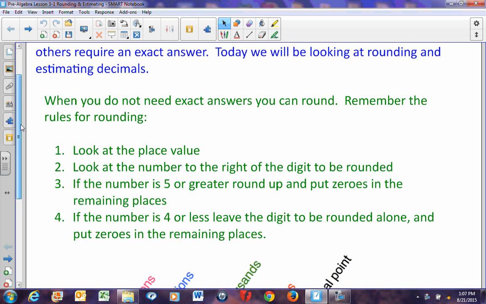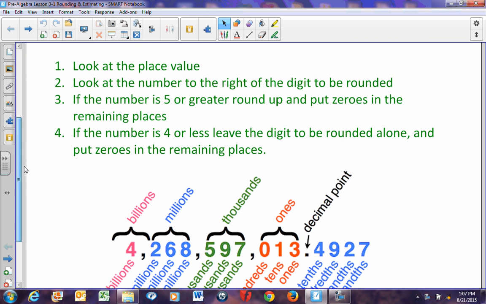Let's refresh our rules for rounding. Look at your place value. Look at the number to the right of the digit to be rounded. If that number is a 5 or greater, round the underlined value up and put zeros in the remaining places. If the number is 4 or less, leave the digit to be rounded alone. In other words, leave the underlined digit alone and put zeros in the remaining places.